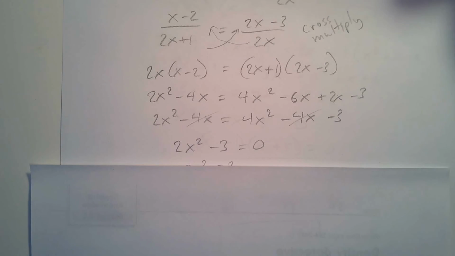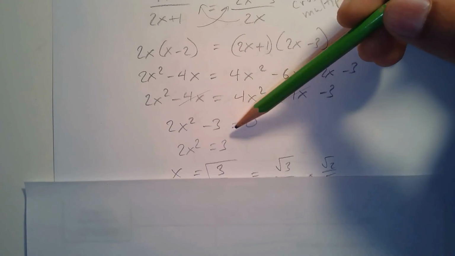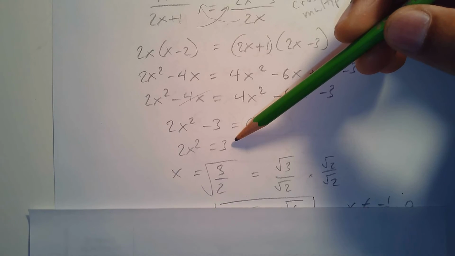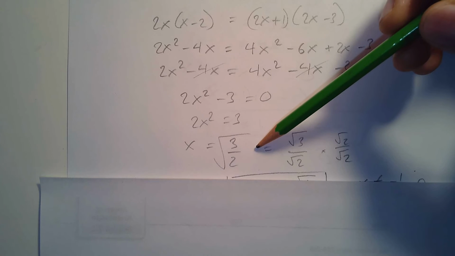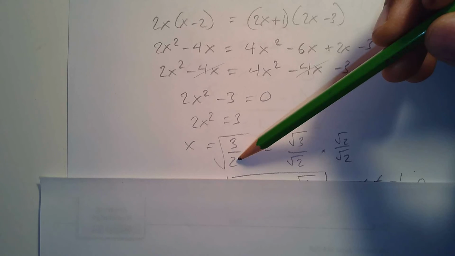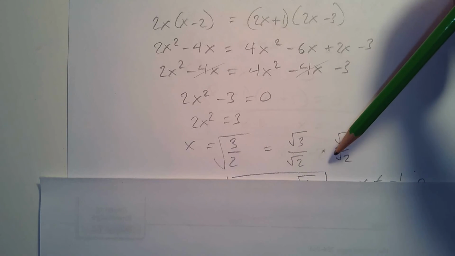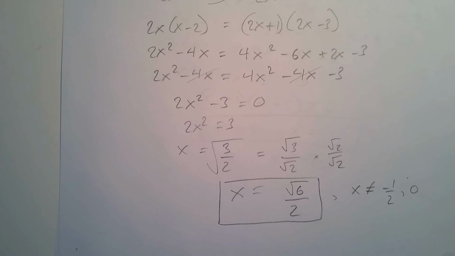And so you get 2x squared minus 3 equal to 0. And so now what you can do is you can put the 3 to the other side, divide by 2 and square root it. And so if you're looking in the back, you might have had this answer, but it wasn't in the back of the book like that, because remember, we don't want to have the roots on the bottom, so you have to rationalize the denominator by multiplying by root 2 over root 2, and then that gives you root 6 over 2. Okay, and then here's your non-permissible values.